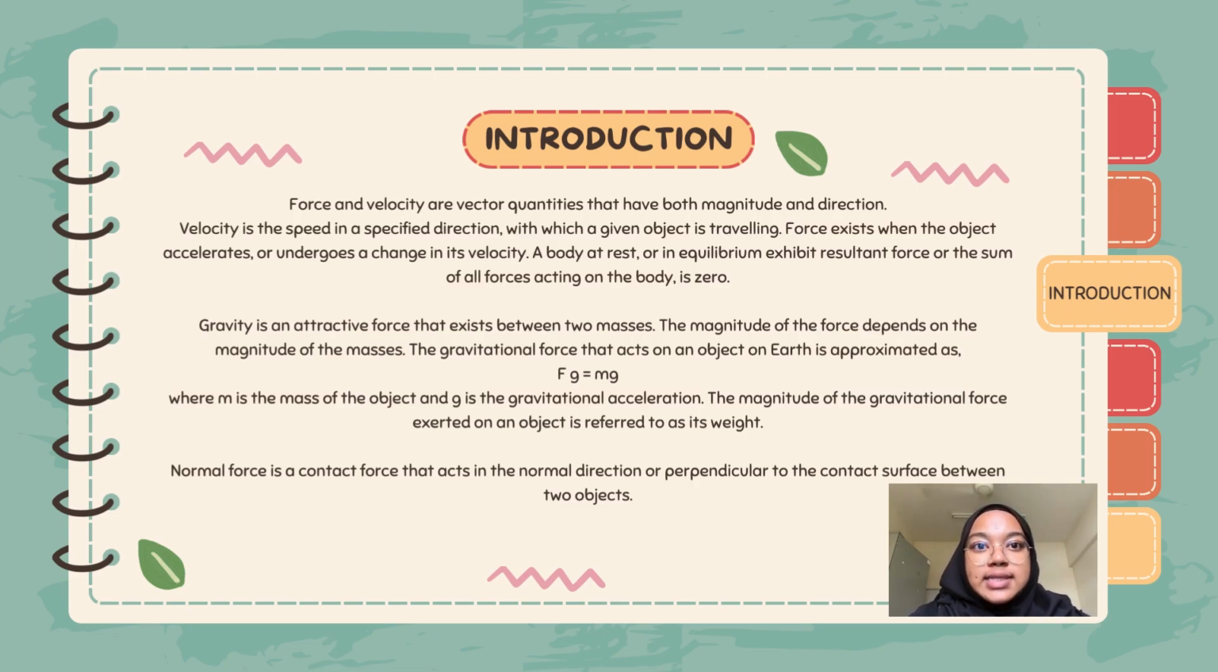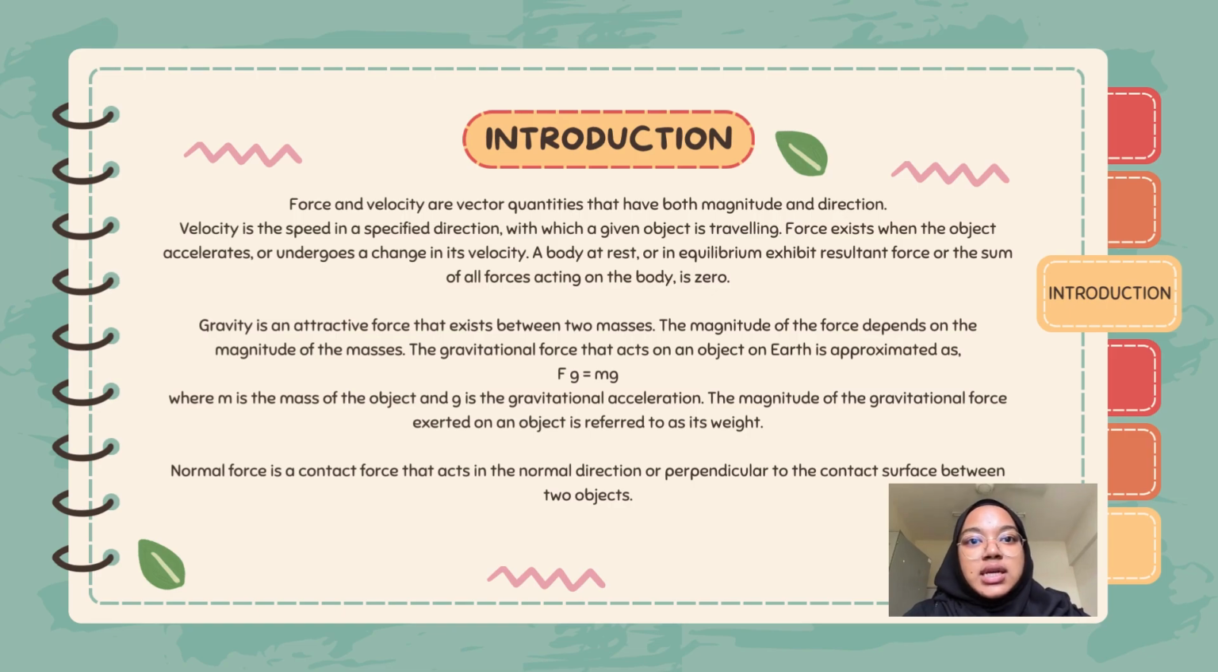A body at rest or in equilibrium exhibits zero resultant force, meaning the sum of all forces acting on the body is zero. Gravity is an attractive force that exists between two masses. The magnitude of the force depends on the magnitude of the masses. The gravitational force that acts on an object on Earth is approximated as Fg = mg, where m is the mass of the object and g is the gravitational acceleration. The magnitude of the gravitational force exerted on an object is referred to as its weight.